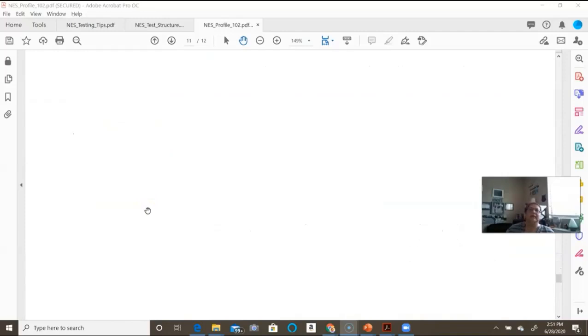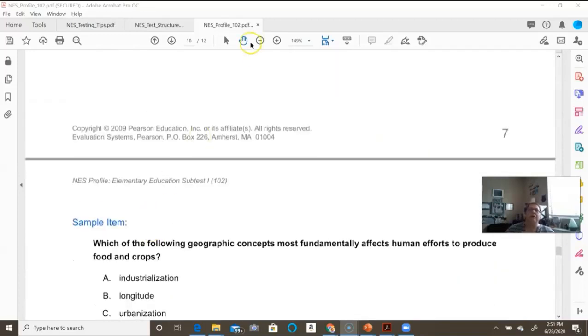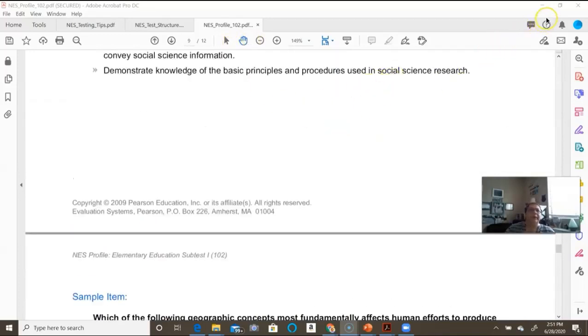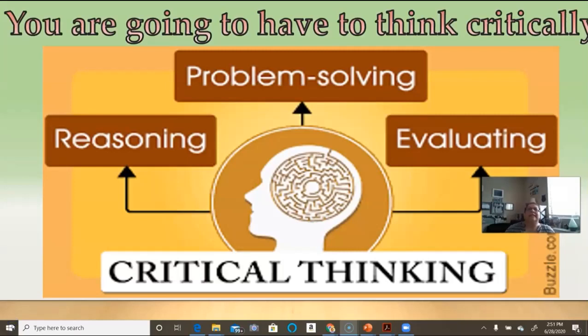And that is pretty much what they have on this document here. And I will provide you all of this information. It seems really basic, but there's a lot of knowledge that you need to have. So one of the things that you have to keep in mind, you're going to have to be a critical thinker. You're going to have to think critically here. That means study for the test so that you can make a reasonable guess if you need to do that. You can problem solve those questions, and you can then evaluate and make the best choice possible.